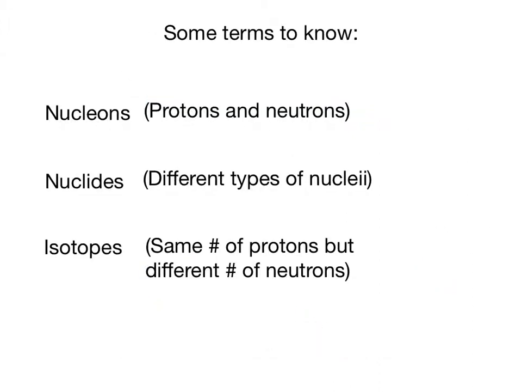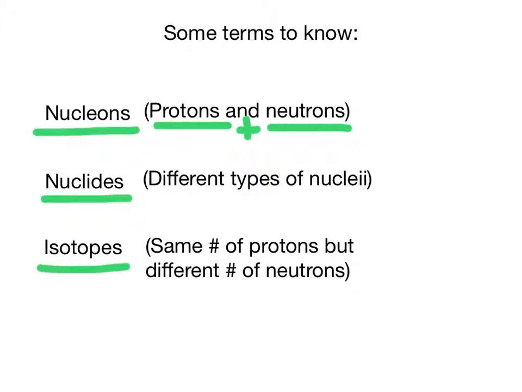Here are three terms with which you should be familiar. The first term is nucleons, which is just a combined name for protons and neutrons together. Next we have nuclides. Nuclides are different types of nuclei. They're like elements, but they only refer to the nucleus. And then finally isotopes, which we just talked about, are elements that have the same number of protons but different numbers of neutrons.